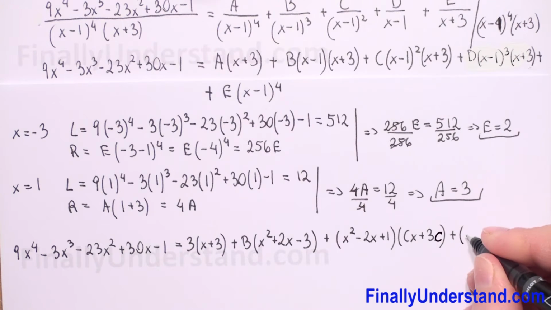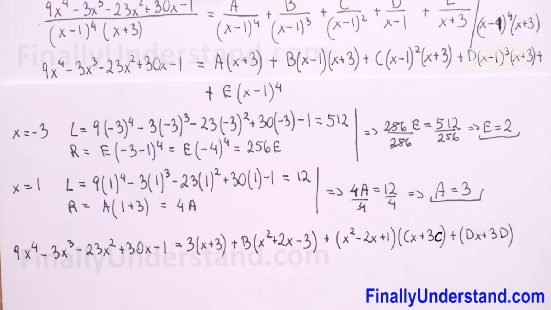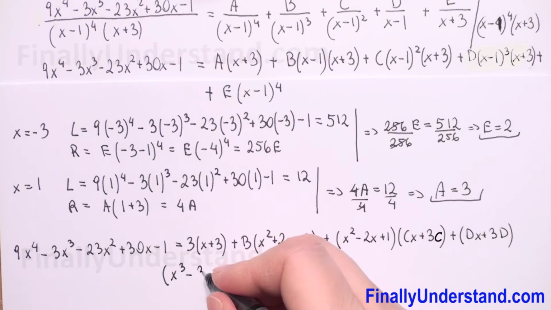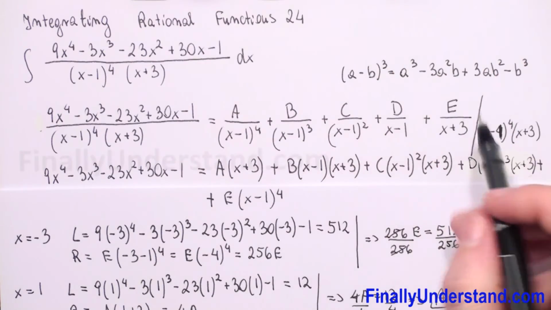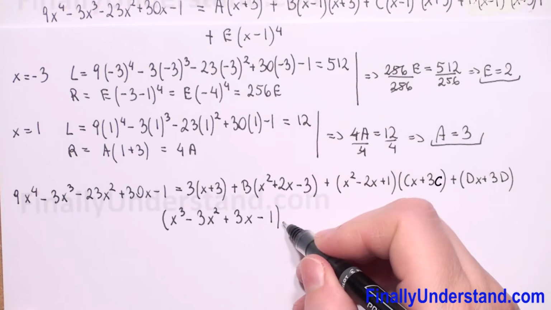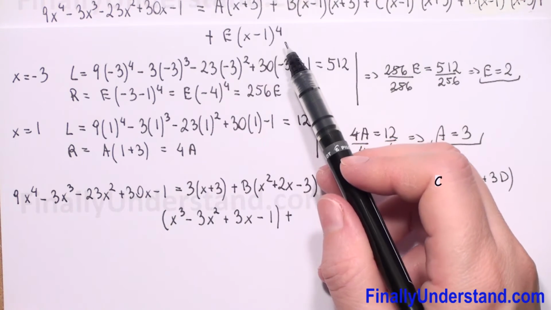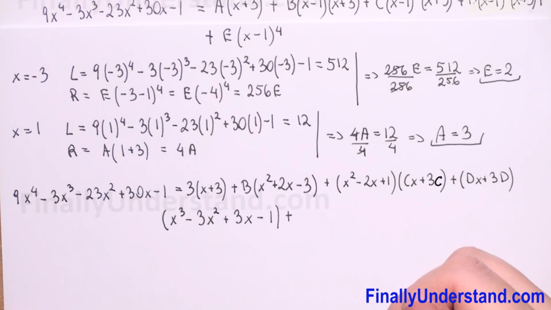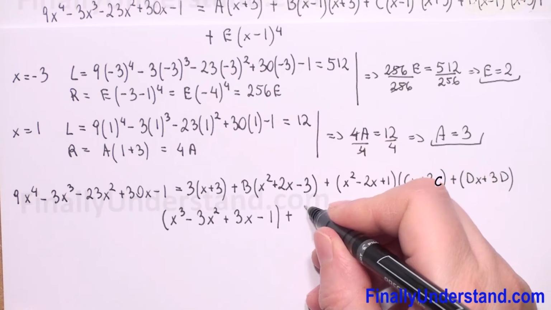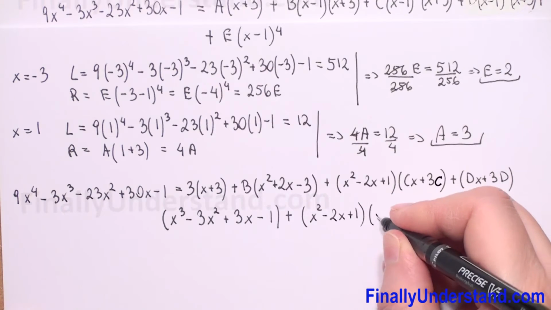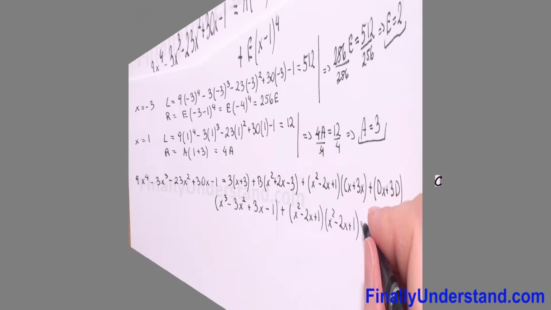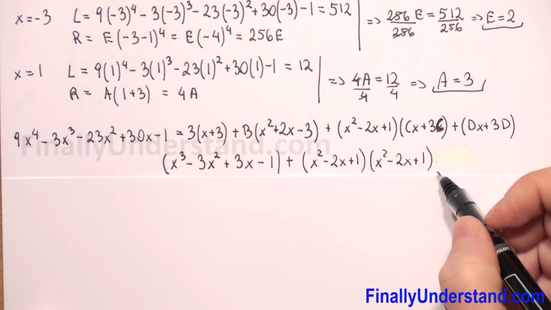So we will have in first parenthesis dx plus 3d, and in the second we will have x cube minus 3x square plus 3x minus 1. I just used this formula. And we have plus, we have x minus 1 to fourth power. So we can rewrite this, that this is x minus 1 square times x minus 1 square. So first I will put x minus 1 square, so it's x square minus 2x plus 1, and will be x square minus 2x plus 1 times e, and we know that e is equal to.